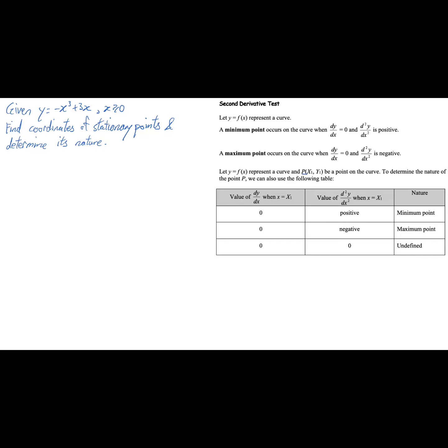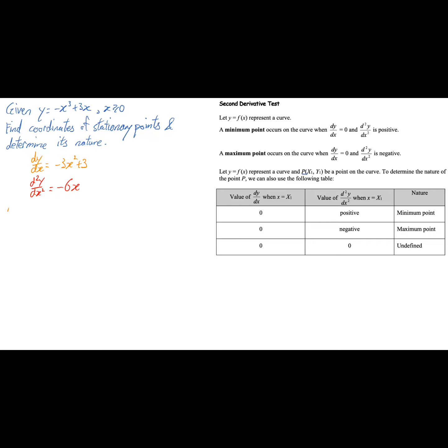So, same steps, dy/dx. We differentiate it once, so we have negative 3x squared plus 3. But now, since we are using the second derivative test, we shall differentiate one more time. So our d2y over dx squared, our second derivative, we differentiate once more and end up with negative 6x. Right, so same thing, we're going to find the coordinates.